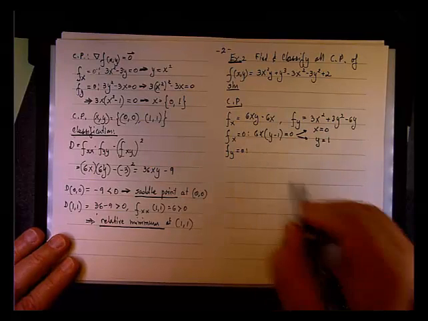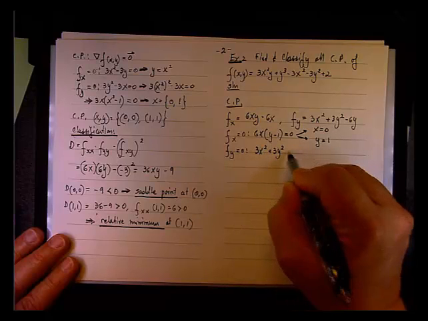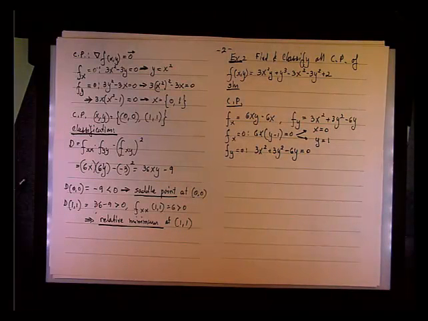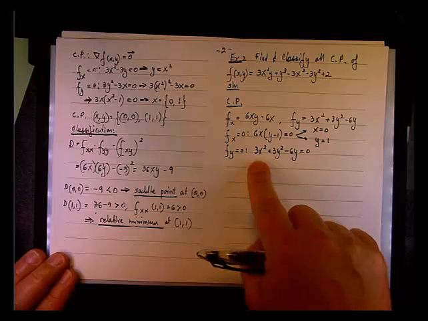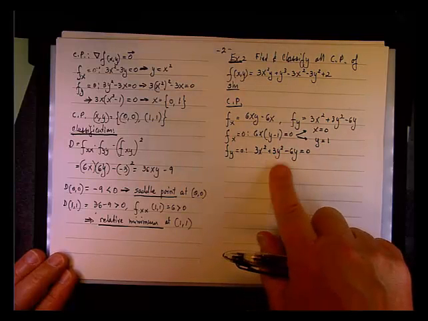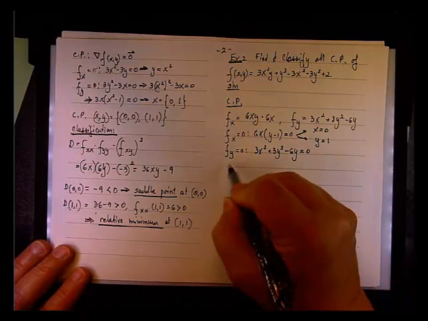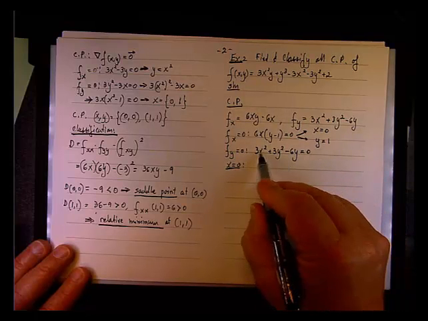We let f sub y equal 0, and therefore we'll have 3x squared plus 3y squared minus 6y equals 0. So what should I do in this case? Well, I'm going to try x equals 0 and y equals 1 and see if I can come up with the solution, because I'm still having one equation in two variables, so very little I can accomplish with this equation. So let's try first x equals 0.